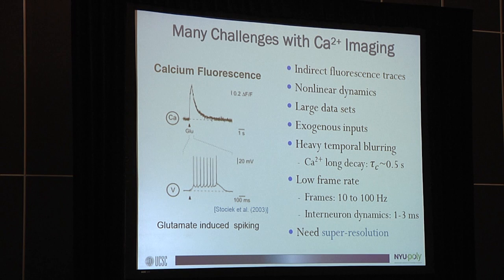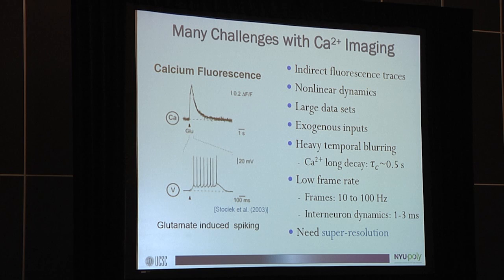So first of all, it's a very, very indirect system. You're getting these fluorescent traces, which are more like blurred movies. They're not action potentials. And additionally, spiking is not even that associated with synaptic connections. So there's also a lot of nonlinear dynamics. The neuron itself is a nonlinear dynamical system. The calcium imaging cell and fluorescence processes involve nonlinear dynamical systems. We have, of course, very large neuronal data sets. We have a number of hidden inputs. We have exogenous inputs. We have external stimuli we can't model.